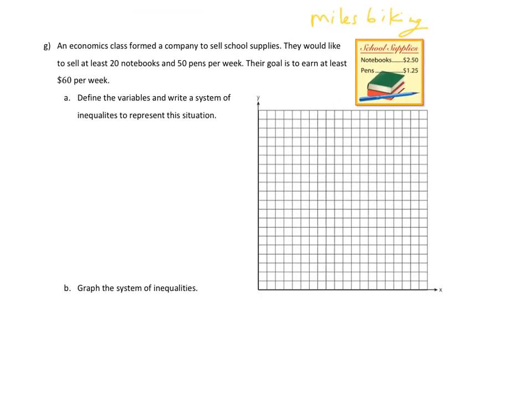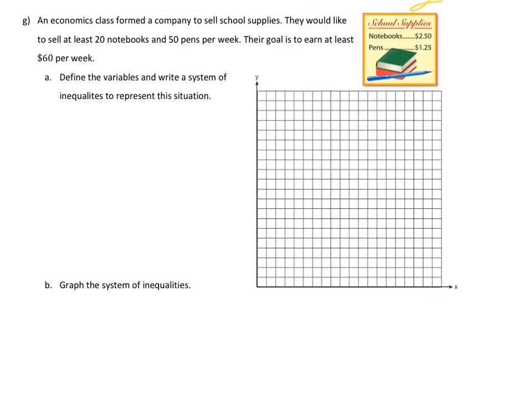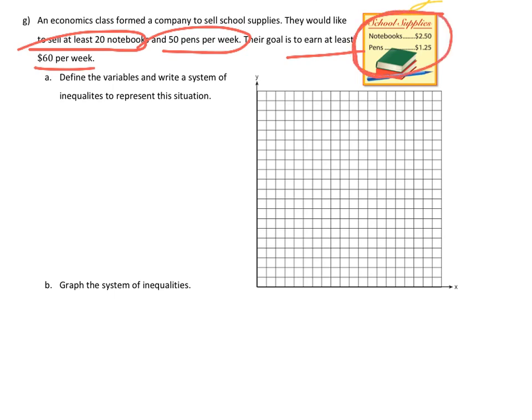Letter G is very similar to F. An economics class formed a company to sell school supplies. They would like to sell at least 20 notebooks and at least 50 pens per week. There are 2 inequalities hidden there. Their goal is to earn at least $60 per week. Don't miss out that here are prices over here. So again, for this we should have 3 inequalities. One that talks about how many notebooks, one that talks about how many pens, and one that brings it all back to talk about money.